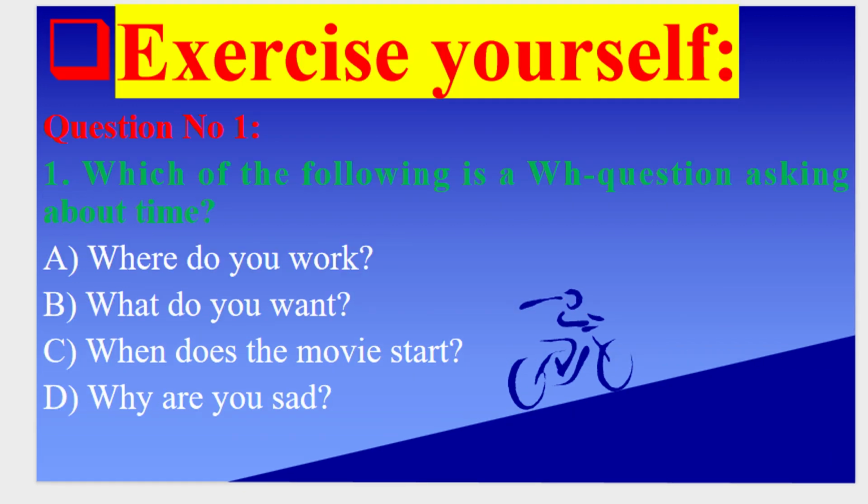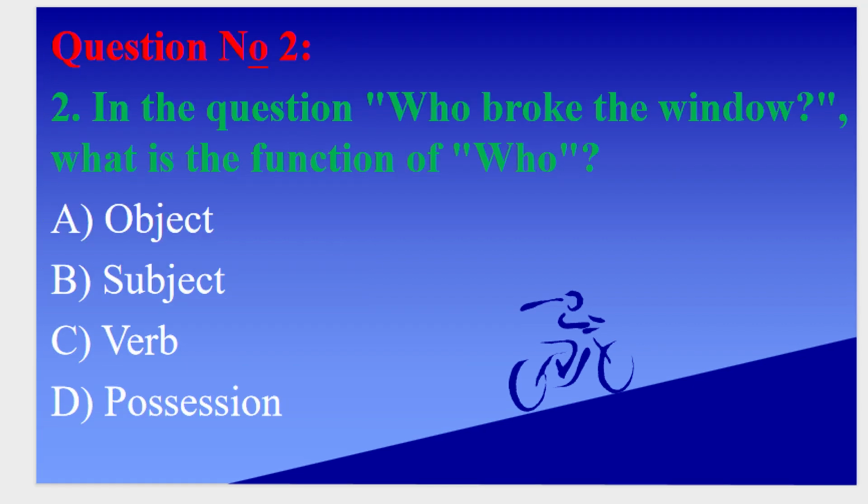Exercise yourself. Question number 1. Which of the following is a WH question asking about time? A. Where do you work? B. What do you want? C. When does the movie start? D. Why are you sad? Question number 2. In the question "Who broke the window?", what is the function of who? Object, subject, verb, possession.